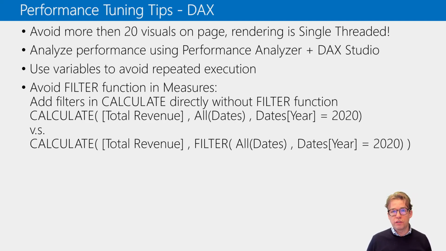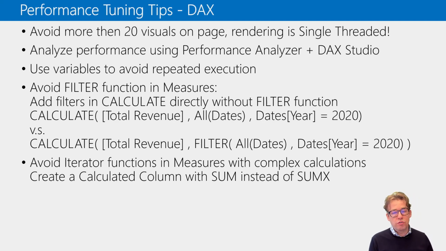Avoid the FILTER function as much as possible. Best not to use it inside measures, because it really slows it down, as we've seen. Also, if you use a lot of iterator functions like SUMX and AVERAGEX, this can also be very slow. So sometimes it's better to just use a calculated column to pre-calculate something, like a line total, which is the quantity times the unit price, and then summarize that. Then you don't need the X function, the iterator.